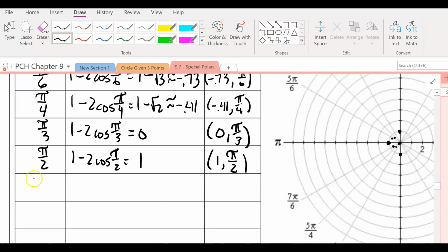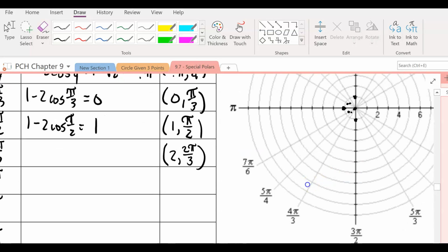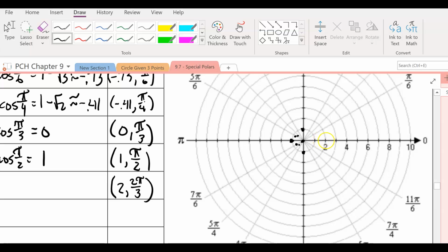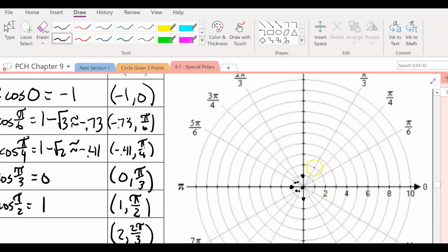Alright, and then 2 pi over 3. Just to expedite this a little bit, if you want to pause the video and work these out, feel free. And then we'll have 3 pi over 4, 5 pi over 6, and then pi. So if we calculate these out for 2 pi over 3, we should get 2 comma 2 pi over 3. So we're going to go 2 and rotate 2 pi over 3, and reflect that over the polar axis.